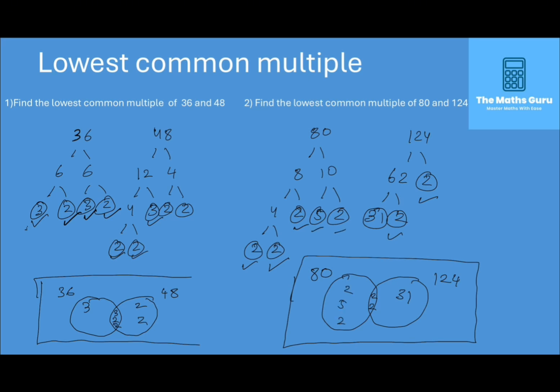So the lowest common multiple in this case would be 2 times 5 times 2 times 2 times 2 times 31, which is equal to 10 times 2 is 20 times 2 is 40 times 2 is 80. 80 times 31 is 2480. So that is our lowest common multiple of 80 and 124.